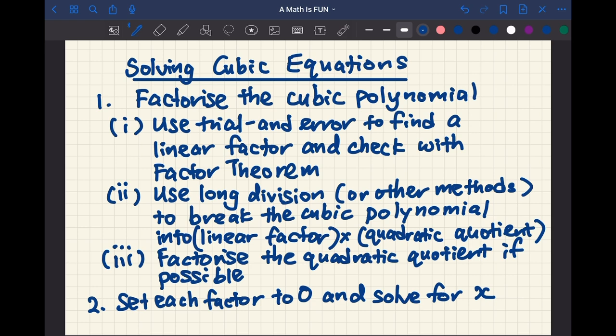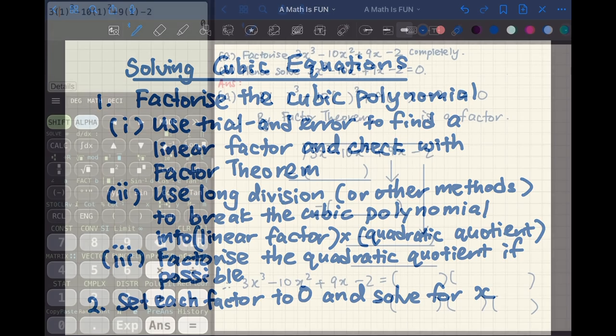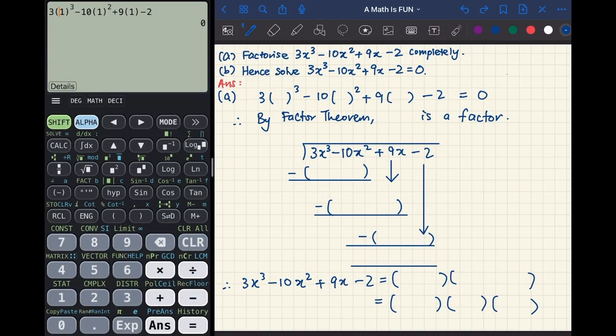Then this resulting quadratic quotient we need to try to factorize if possible. And lastly, when we want to finally solve the cubic equation, we set each of the factors to 0 and solve for x. Let's look at this example here where we are asked to factorize 3x cubed minus 10x squared plus 9x minus 2, and in part B we are further asked to set that to 0 and solve the equation.